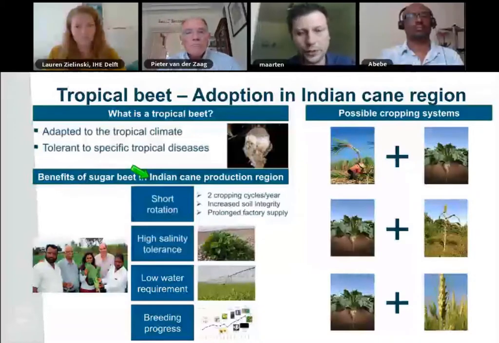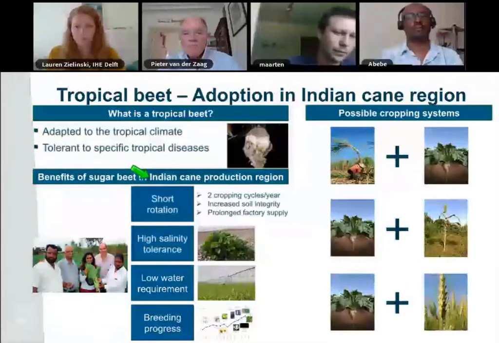And then the third option is what we know best from the temperate region, that you rotate sugar beet with cereals or other crops. And in more southern, subtropical, tropical regions, this has the advantage again that you can do 2 croppings within 1 year and maintain a better soil quality by rotating.